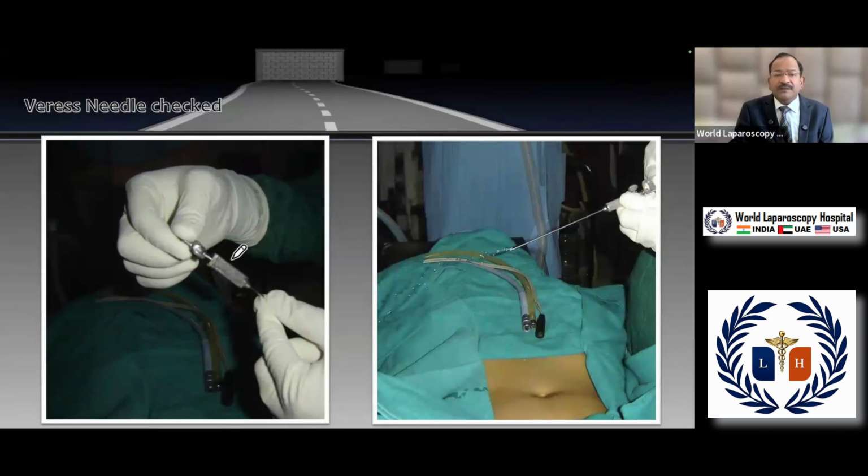First, you should check the spring action of the Veress needle. Take the Veress needle in your hand and check it, the spring action here like this, and this spring should enter.